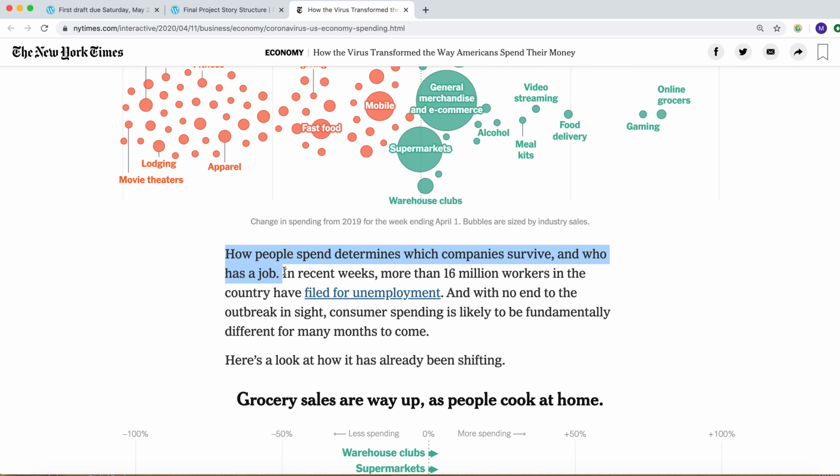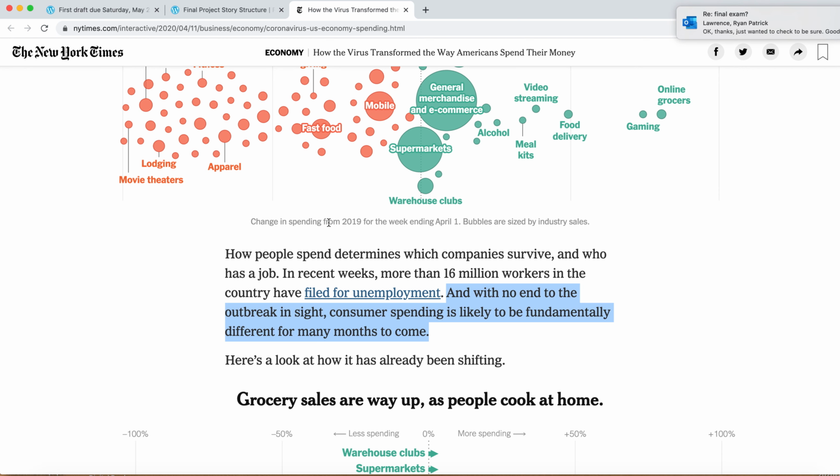How people spend determines which companies survive and who has a job. That's why this matters, why spending matters. The entire economy is based on what's going on and how people are spending money. With no end to the outbreak in sight, consumer spending is likely to be fundamentally different in many months to come. Okay, so again, the cosmic graph, and here comes my emails.